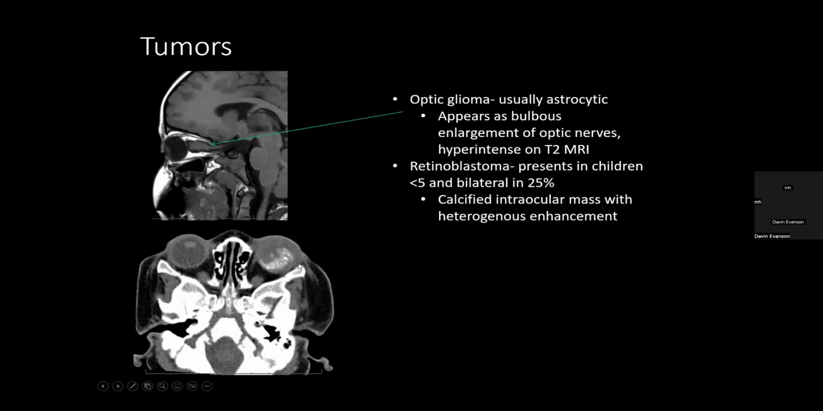Tumors, of course, can be pretty rare, but one of the common ones, the retinoblastoma, again, this is CT, and you can see the calcification there. Again, CT is going to be much better for picking up the calcification.